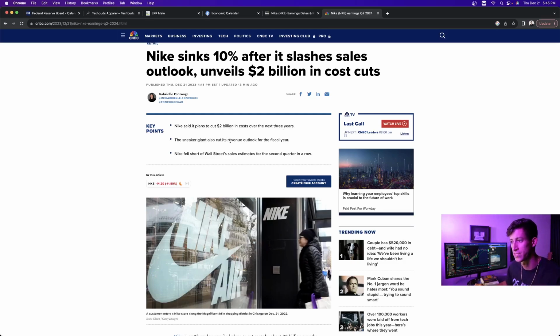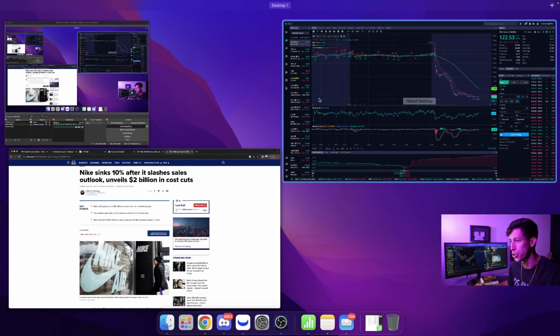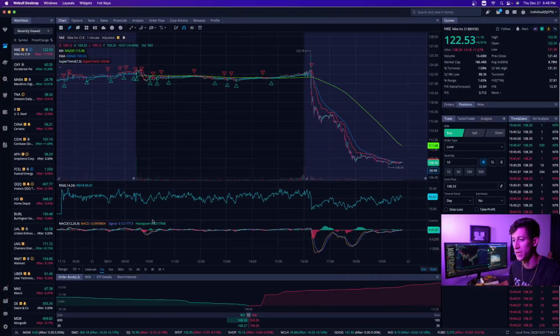Nike also says that it's going to cut its revenue outlook. This is the second company to do so for this upcoming year. FedEx was the first company. Now it's Nike. Are they telling us something that we don't know, something that the market's not factoring in, something that can actually create some selling pressure later down the road for overall markets? And again, Nike fell short of Wall Street sales estimates for the second quarter in a row. So that's essentially why Nike stock ended up selling off.